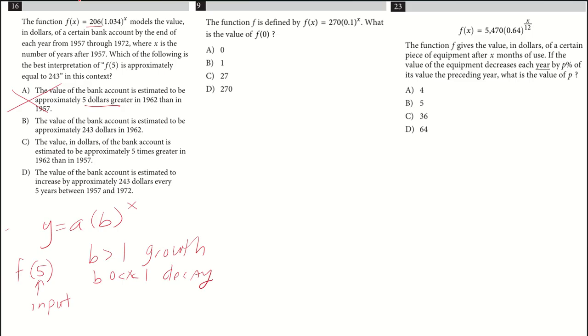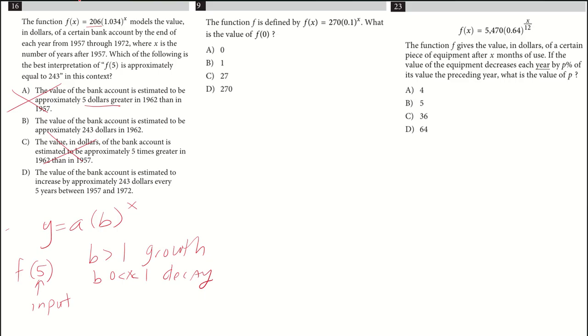If I scan my other answers, I can see C. Now, C says 5 times greater. We know if we're going from 206 to 243, that's not 5 times. 206 times 5 is not 243. So we know that C is incorrect. So I've got either B or D. Let's read both. B, the value of the bank account is estimated to be approximately $243 in 1962. D, the value of the bank account is estimated to increase by approximately $243 every 5 years between 1957 and 1972.